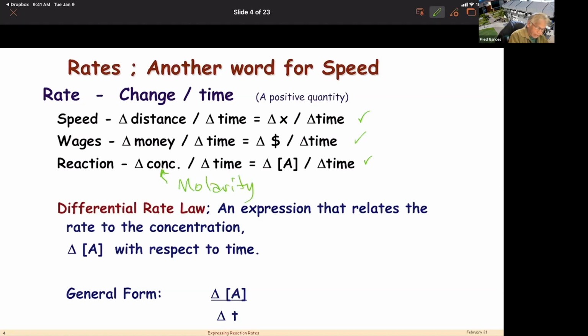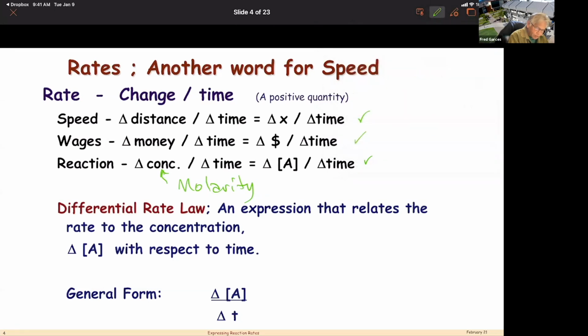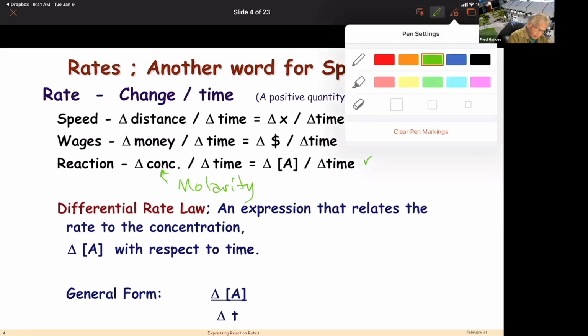And the concentration is generally quoted in molarity. Okay, molarity. So just make sure that, yeah, molarity.